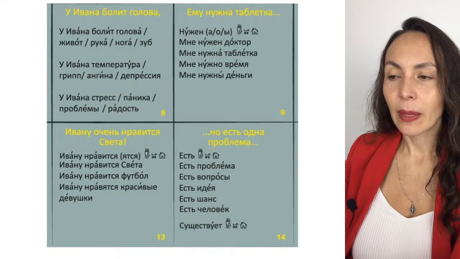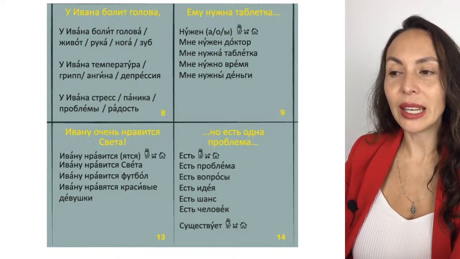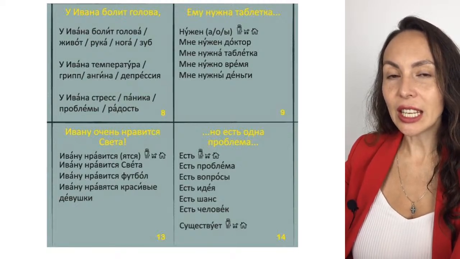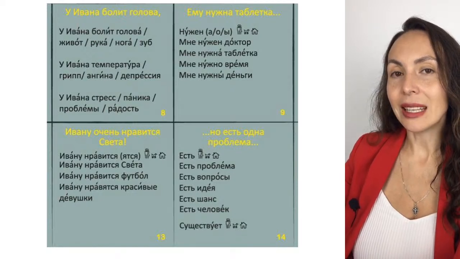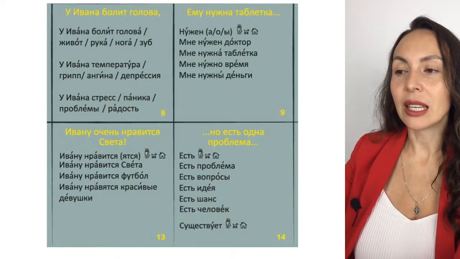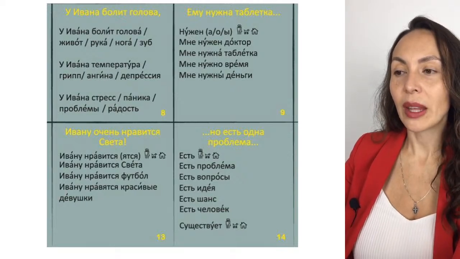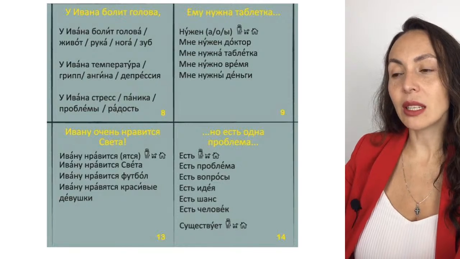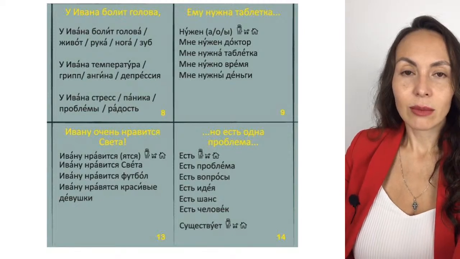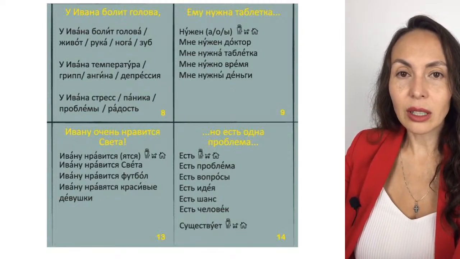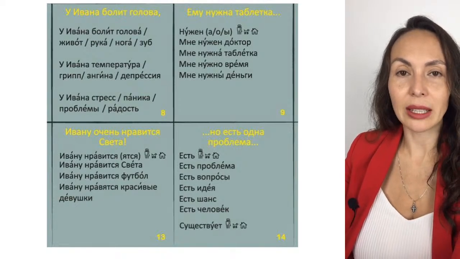Ему нужна таблетка. Okay? Ему нужна таблетка. He needs a pill. In English, it's he needs. In Russian, it's impersonal. Ему нужна. Ему нужна. And then таблетка comes in nominative form. You know that it's a typical nominative situation. Ему нужна таблетка. That's okay.